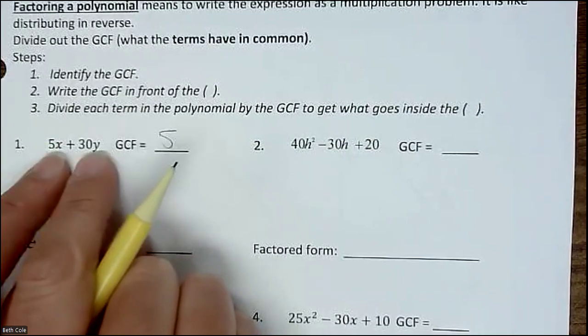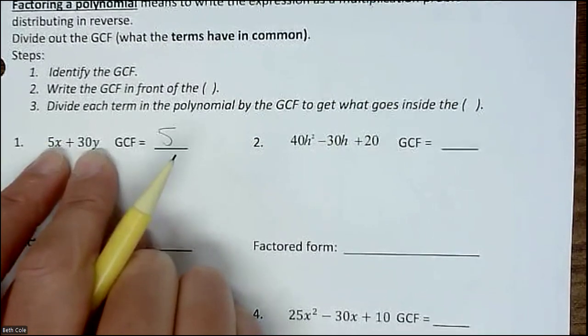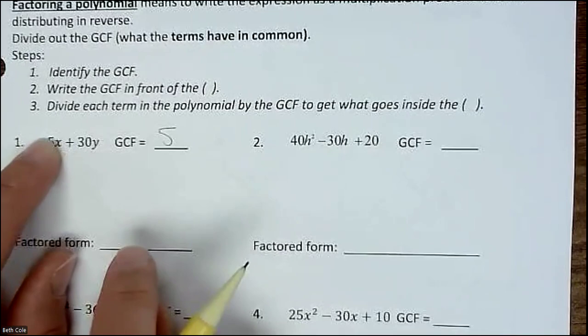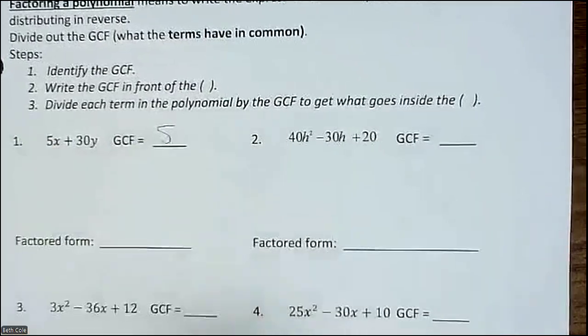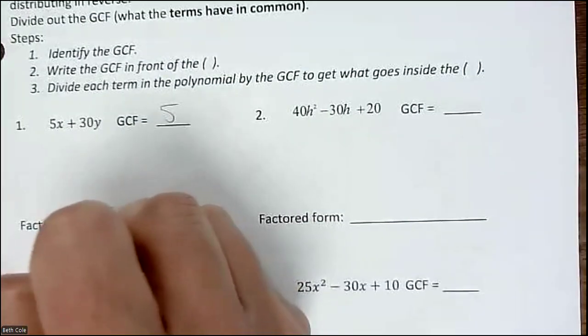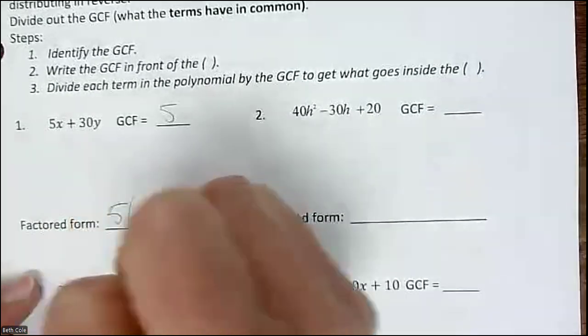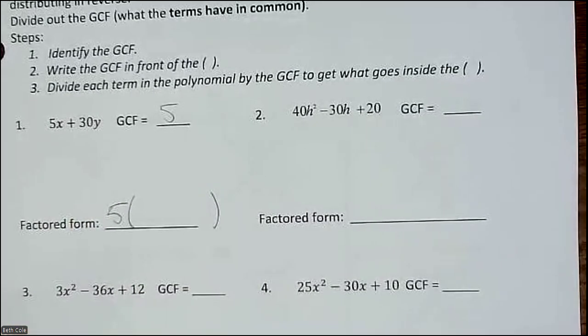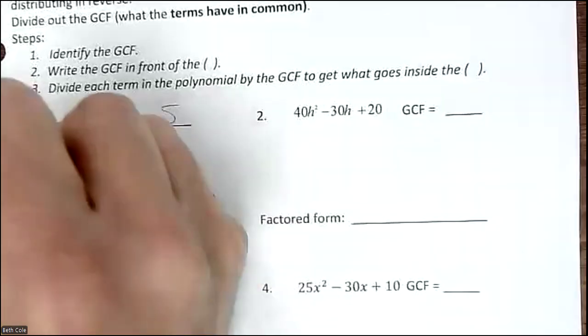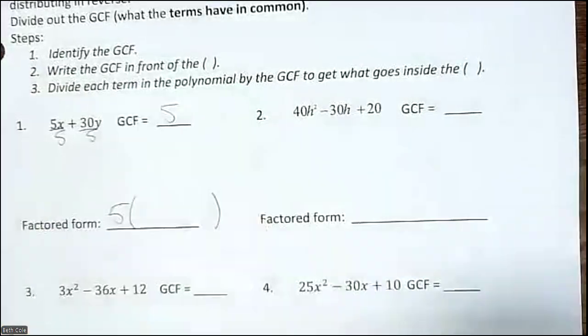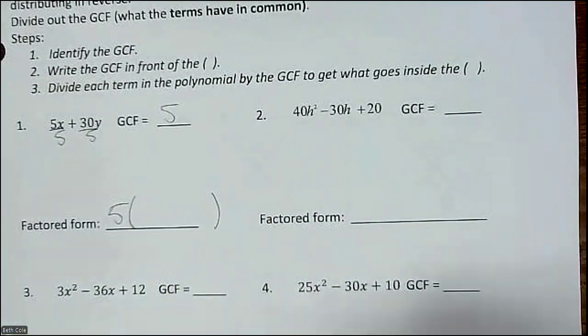Do they both share a y in common? No, you can't take y from 5x. There isn't a y there, so it's just 5. So here's how it gets written. You put a 5, put parentheses, leave a little blank there, and you're going to divide both of these by 5.